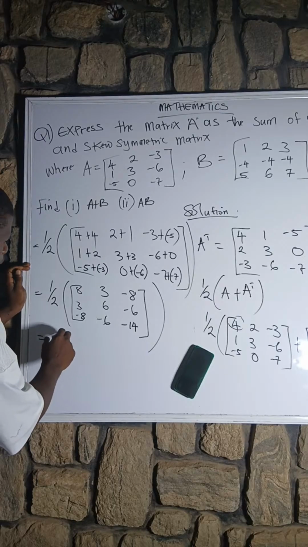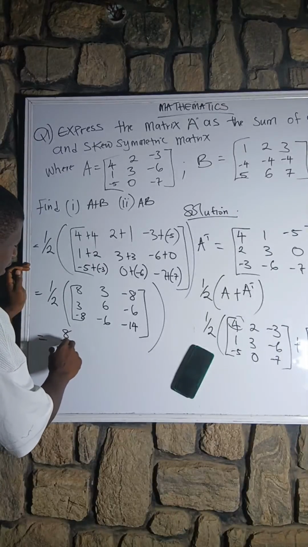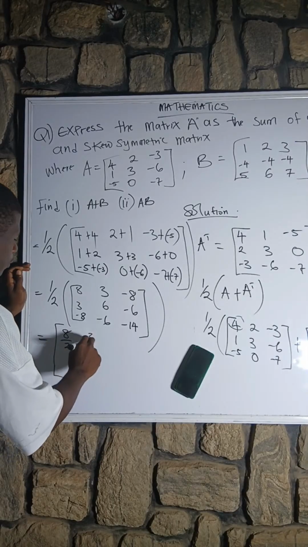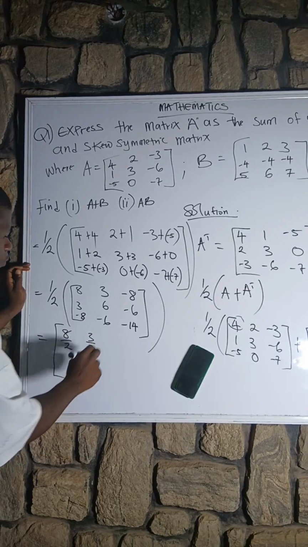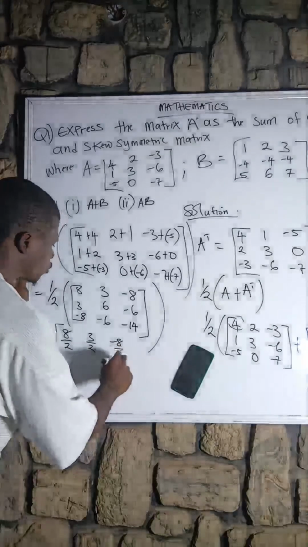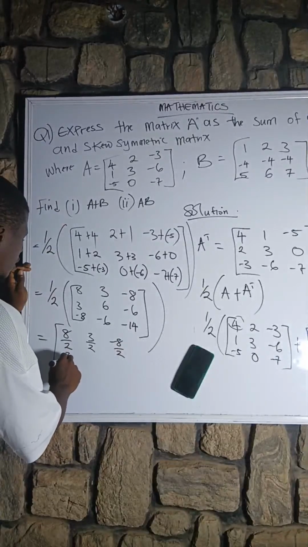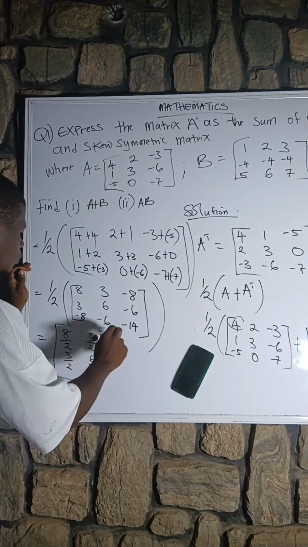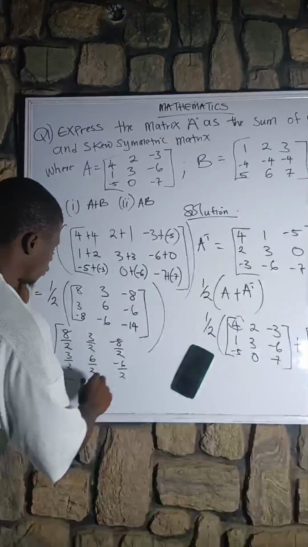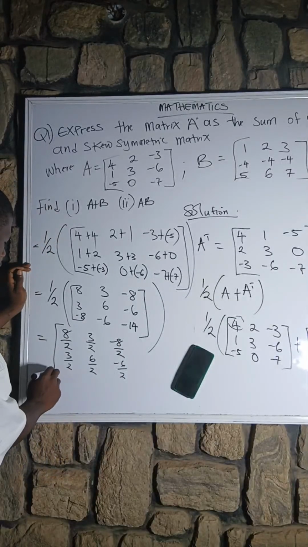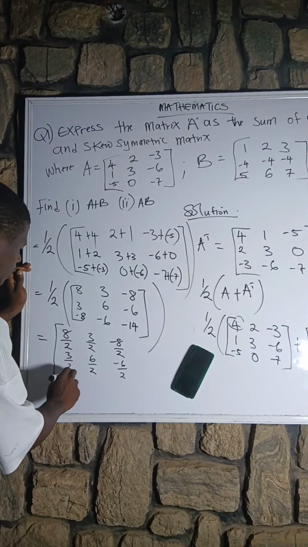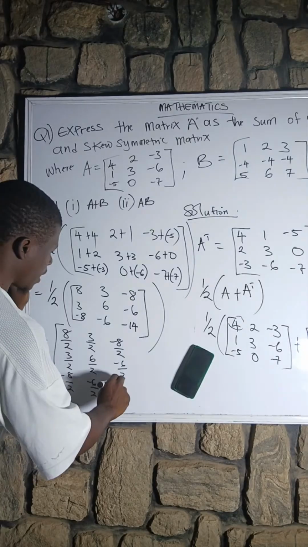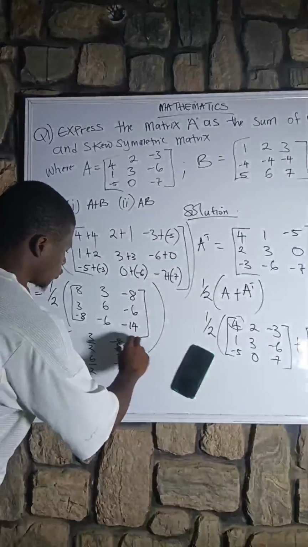So this is going to be equal to 8 divided by 2, 3 divided by 2, minus 8 divided by 2, 3 divided by 2, 6 divided by 2, minus 6 divided by 2, let's expand, minus 8 divided by 2, minus 6 divided by 2, and minus 14 divided by 2.